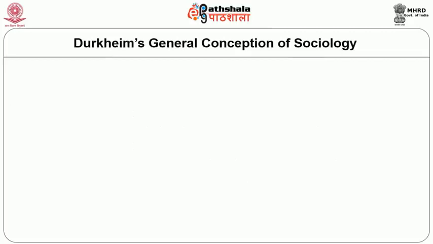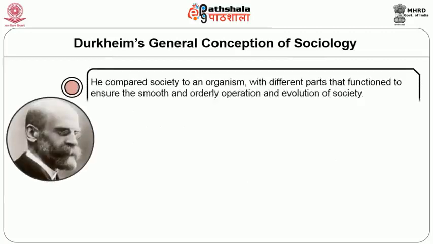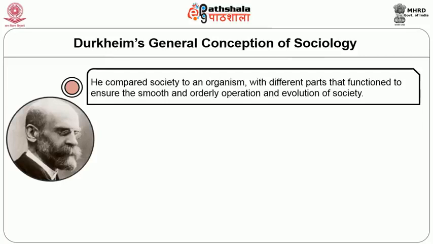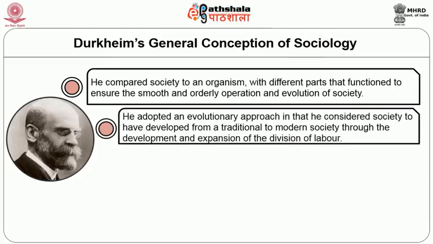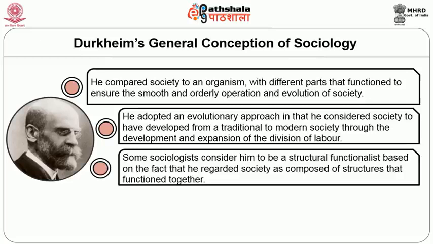Durkheim's general conception of sociology. Durkheim compared society to an organism with different parts that function to ensure the smooth and orderly operation and evolution of society. He adopted an evolutionary approach in that he considered society to have developed from a traditional to a modern society through the development and expansion of the division of labor. Some sociologists consider him to be a structural functionalist based on the fact that he regarded society as composed of structures that functioned in an integrated manner.